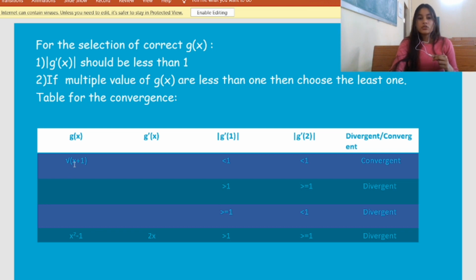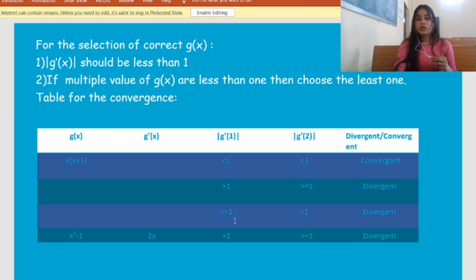For g of x equals to under root of x plus 1, we get three sets of values. One for mod g dash of 1 and the other one for mod g dash of 2. Here we get the first set of values, that is less than 1 and less than 1, for which g of x has convergent nature. The second set of values, we get greater than 1 for mod g dash of 1 and greater than or equal to 1 for mod g dash of 2, which is divergent in nature.